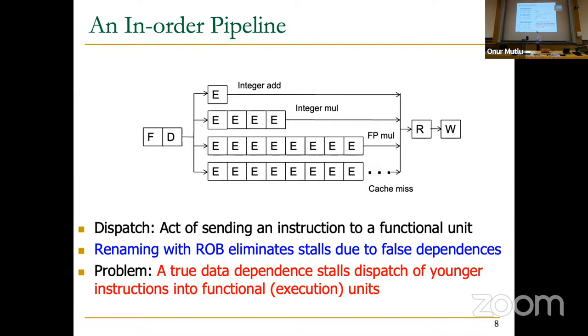I'm kind of ignoring the bypass path right now, but basically you stall at that point in time because you don't have a place to put this instruction. So this is important to realize. What we built so far is good at eliminating false dependencies, but it cannot do anything about true dependencies. True dependencies still stall the pipeline.